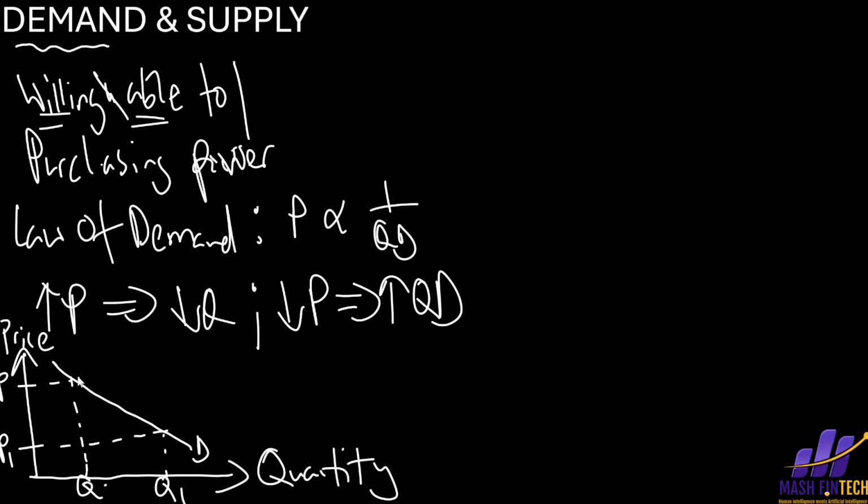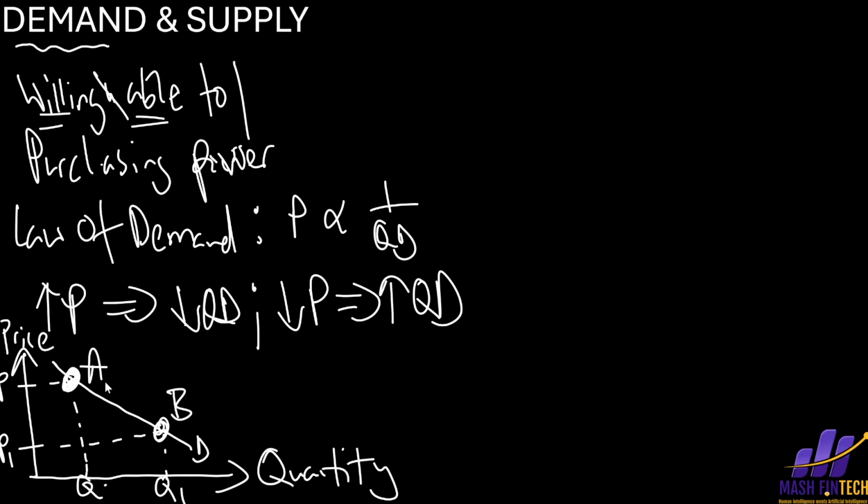The quantity demanded is different from the demand. The demand is the entire set of points at which you have different prices and different quantities. The quantity demanded is a specific point. This would be the quantity demanded at point A. This would be the quantity demanded at point B. The quantity demanded is affected by price.